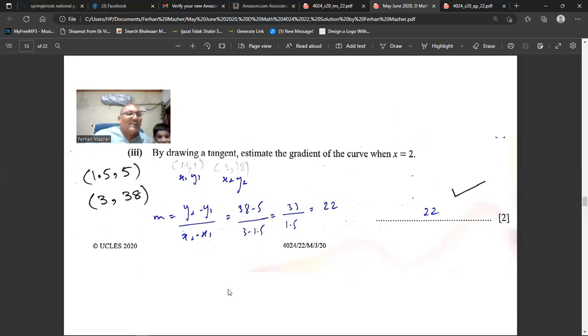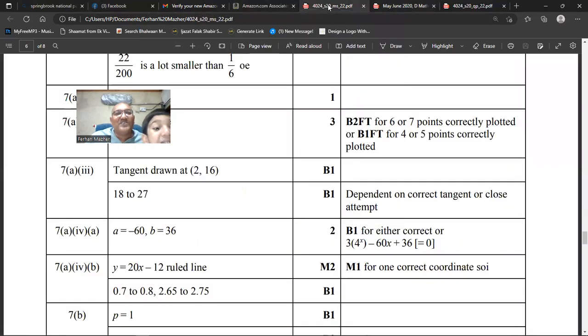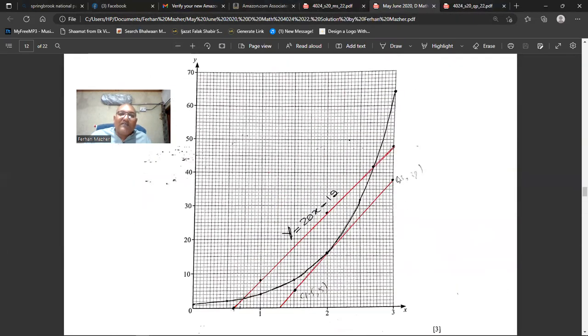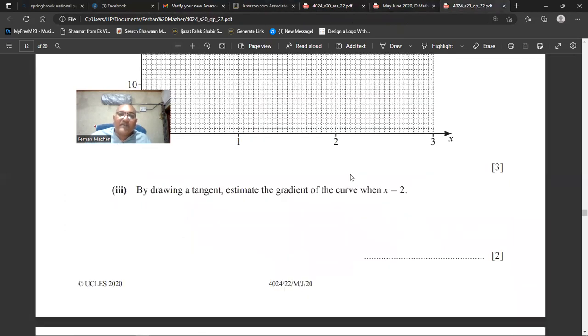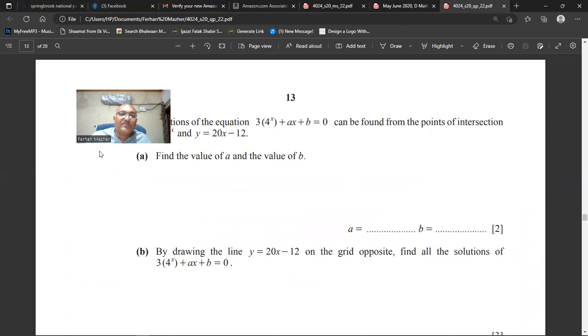So the gradient of the tangent is 22. The gradient of this line is also 22. Let's check. It says the gradient will be from 18 to 27. So our answer is right. Hopefully you understand how I have drawn this tangent and how we have found the gradient of the tangent, and whatever the gradient of the tangent is, that is the gradient of the curve at x equals 2.